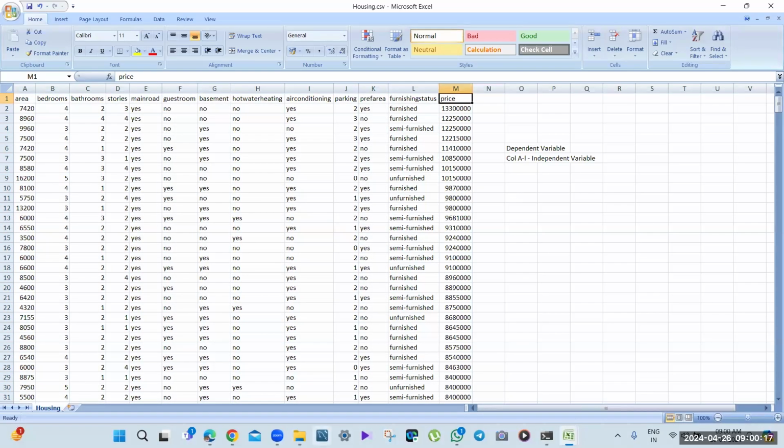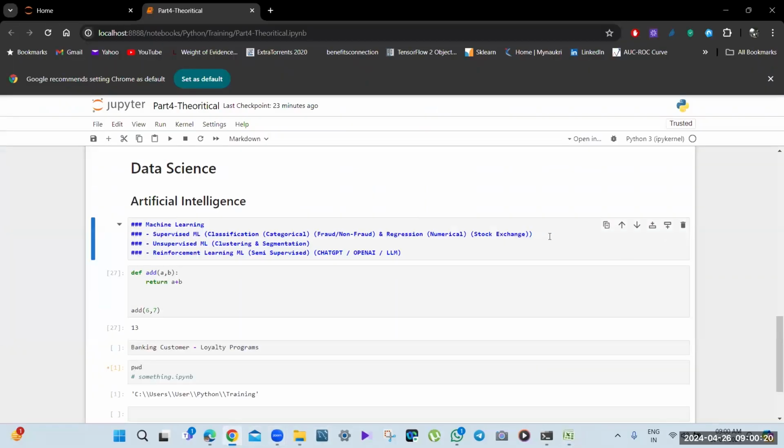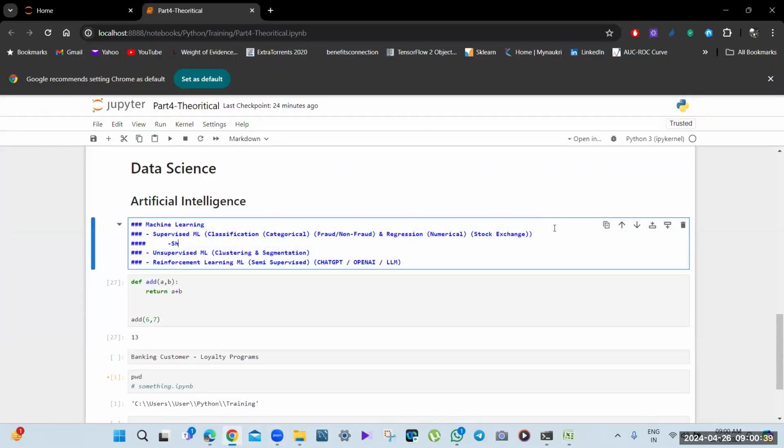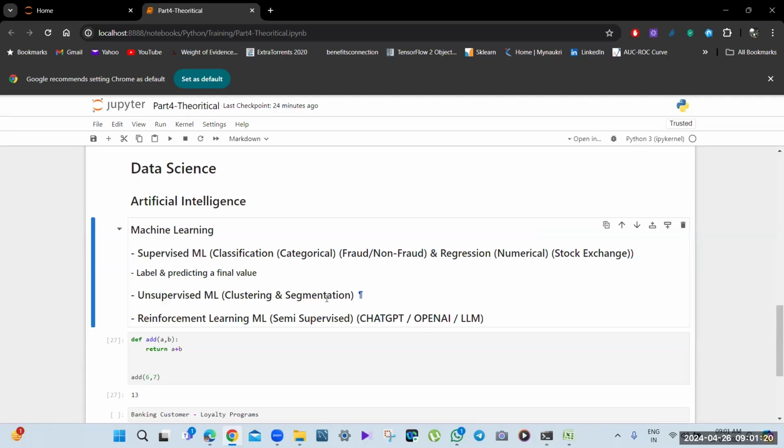And the second condition is, let me just write it down here as well: it should have a label, and supervised learning, basically, how would I put it? There should be a label and a final value being predicted. Let's keep it simple. Let's make it easy to understand.